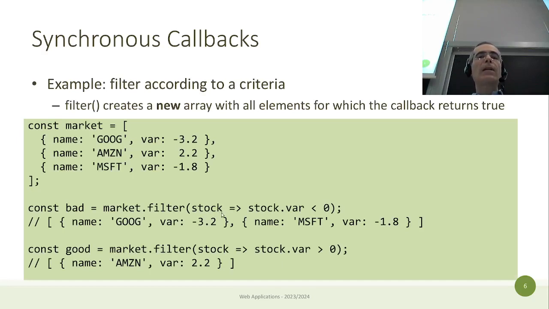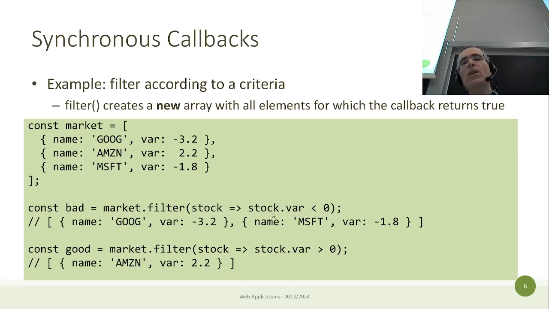That's a callback that takes the object stock, okay? We can put any name here. That's the name of the parameter of the function that we are going to pass to filter. So, let's choose a name, like stock. Well, arrow, it means we define the body, the code of the function, and then we return a value that is: if the var property of stock is less than zero, that's true, otherwise it's false.